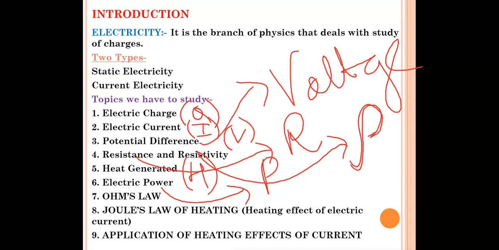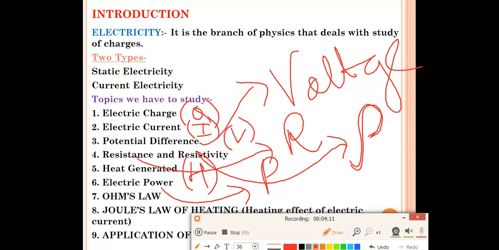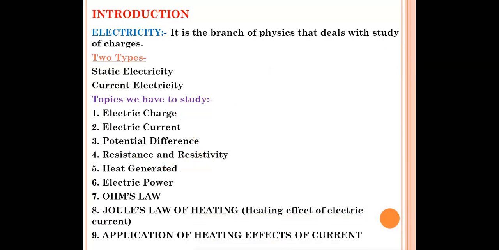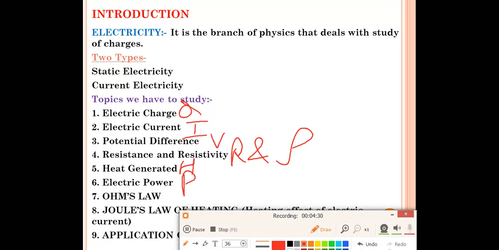After that, we will read about Ohm's law, Joule's law of heating, which is also called the heating effect of electric current, and at last we will read about the applications of the effect of current. These are the topics which we have to read in this chapter. Once again I will tell you the symbols. Electric charge is represented by Q, electric current with I, potential difference V, resistance R, and resistivity with the symbol rho. Heat generated H, and electric power is P. About these laws we'll read and their applications. So let's start with our discussion.